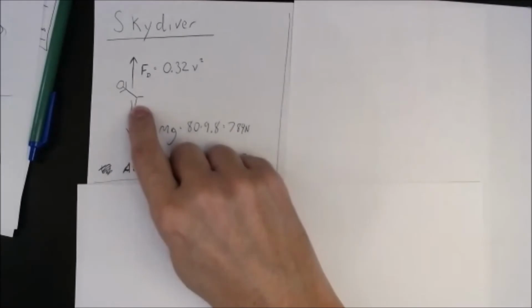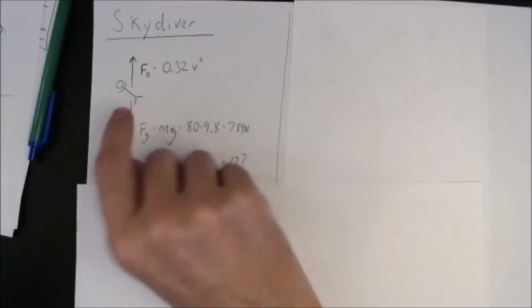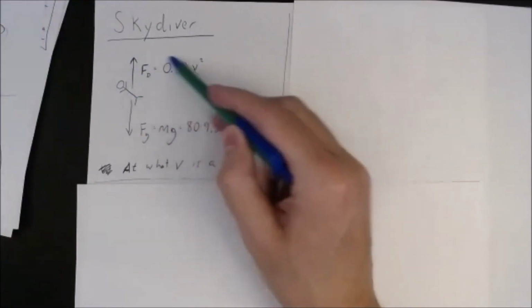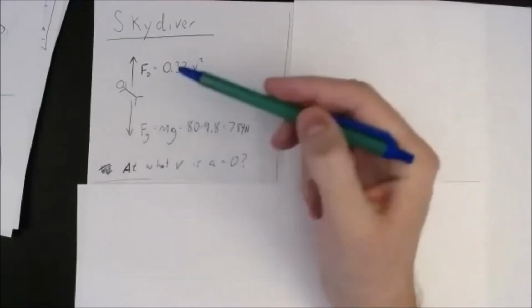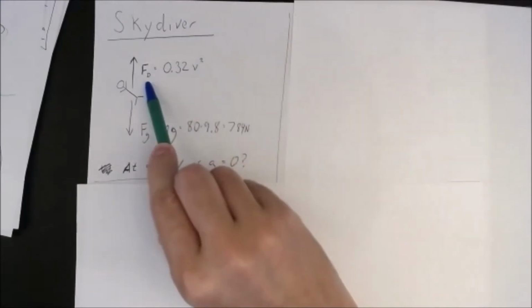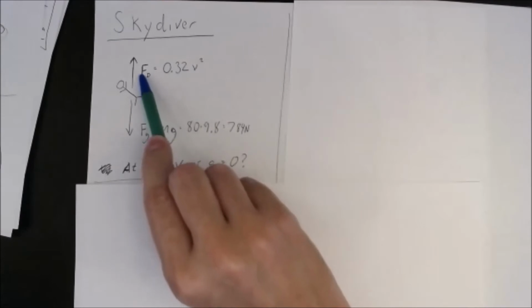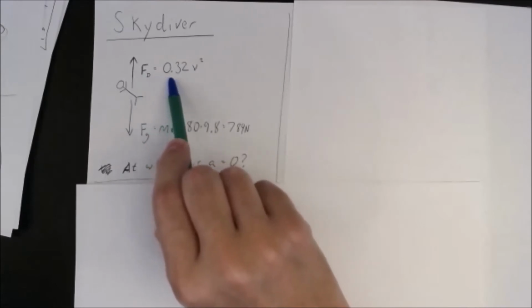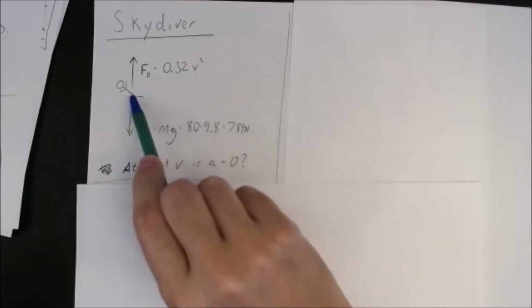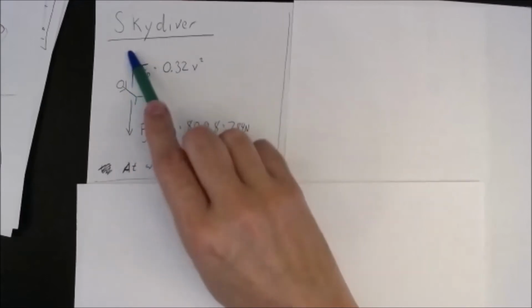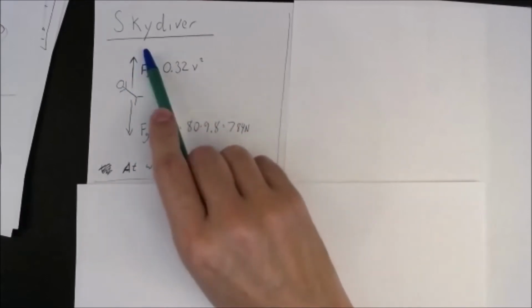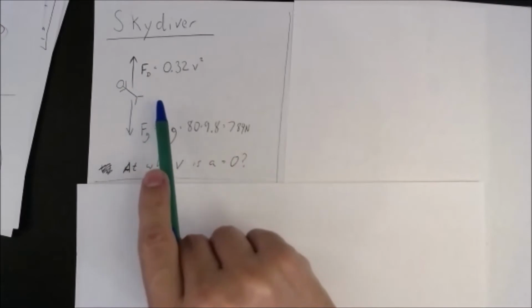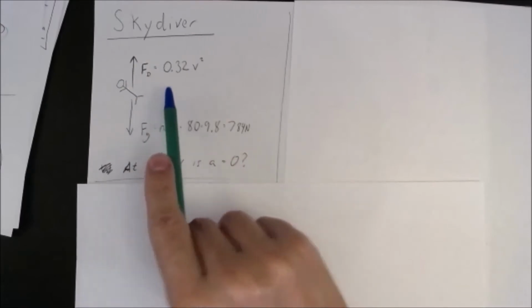We have a skydiver right there. We've got forces acting on the skydiver. We've got two forces acting on the skydiver. We've got the force of drag or air resistance, which I said is equal to 0.32 v squared. And presumably that's pointing up. If the skydiver is falling down, then the force of air resistance is pointing up against the direction of motion.